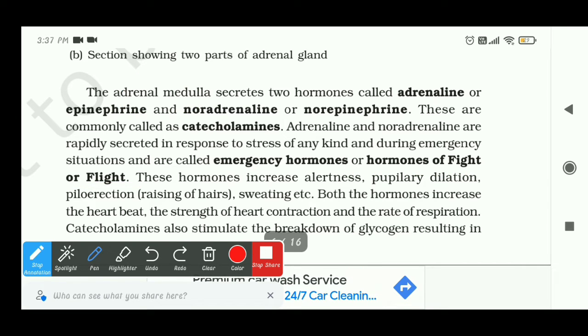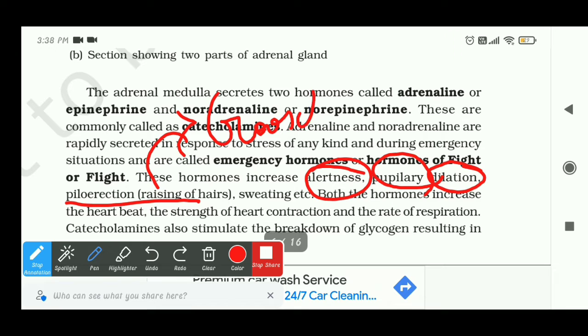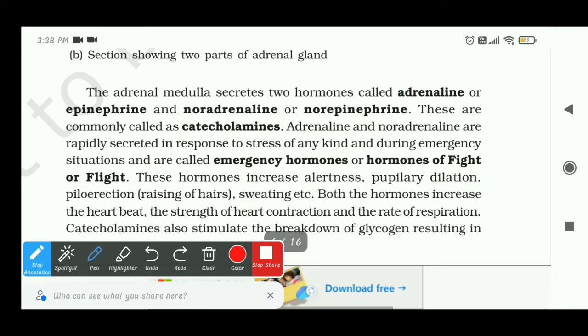These hormones increase alertness and pupillary dilation. They also increase piloerection, meaning the raising of hair, or goosebumps. When we have some kind of stress, or during any panic situation, we get goosebumps and start sweating. It is due to this hormone only. Both hormones increase the heartbeat, the strength of heart contraction, and the rate of respiration.